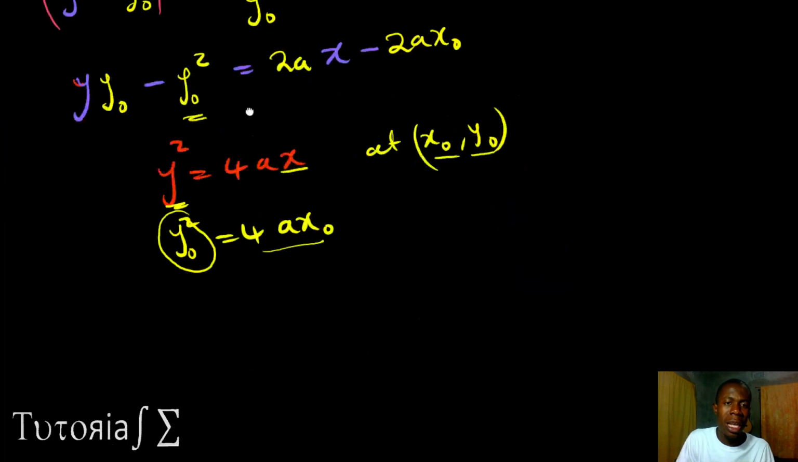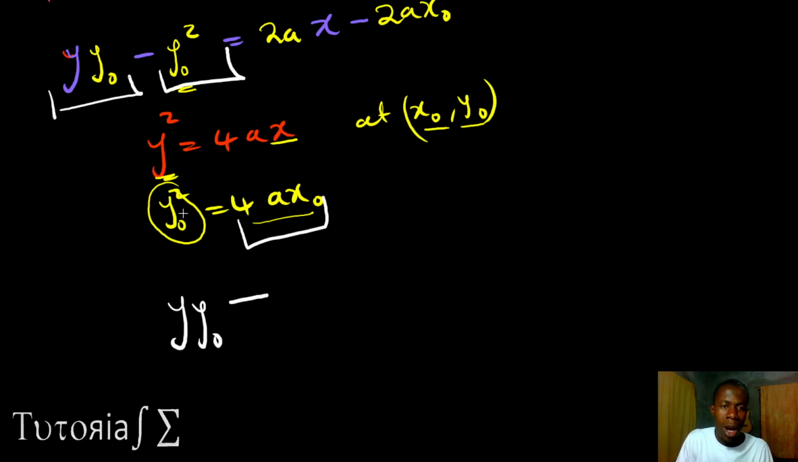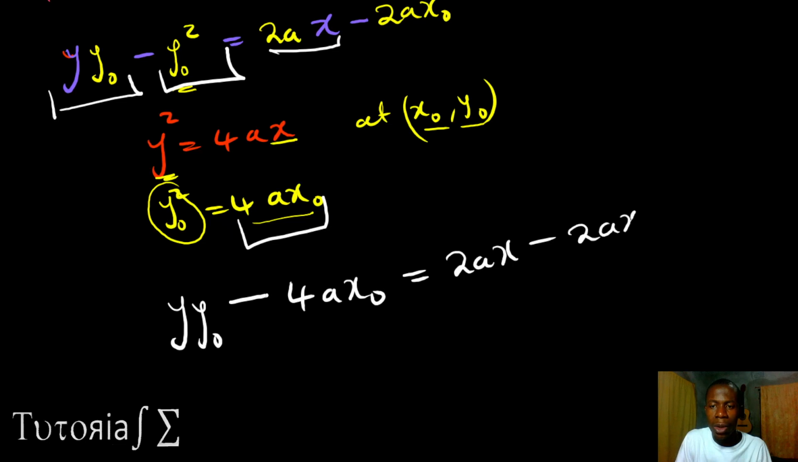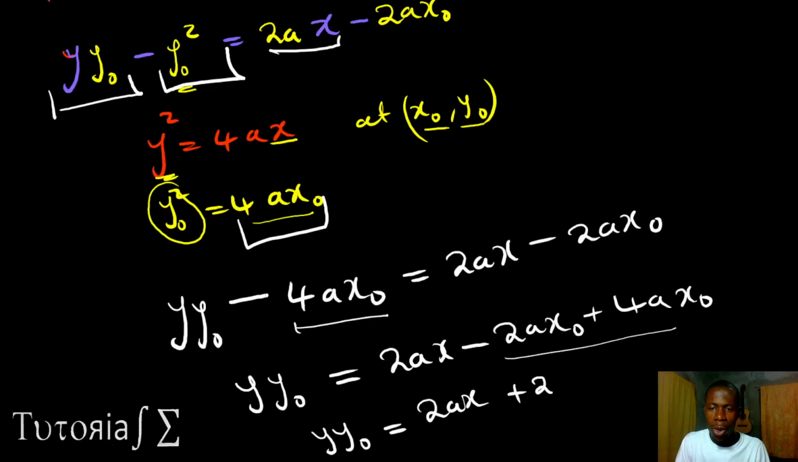Then we further simplify. I can rewrite this part as y y naught minus, this part will be replaced with this, because y naught squared is equal to this. So we say minus 4ax naught is equal to, we have this part here, which is 2ax, minus this part here, which is 2ax naught. Then we can transpose this to the other side. So we are going to have y y naught equal to 2ax minus 2ax naught plus 4ax naught. Basically here we can simplify this as y y naught equal to 2ax, then these will add up to give us plus 2ax naught.